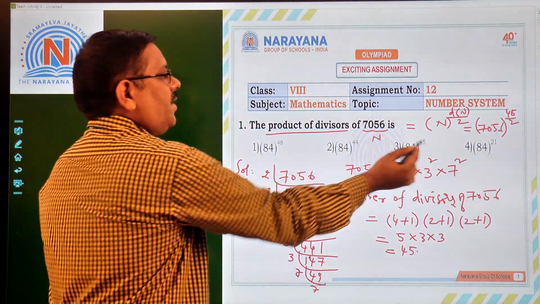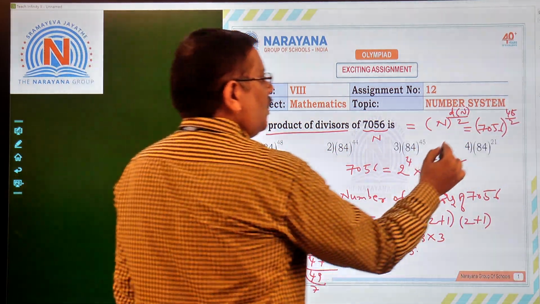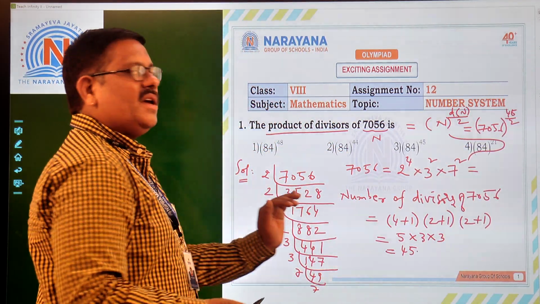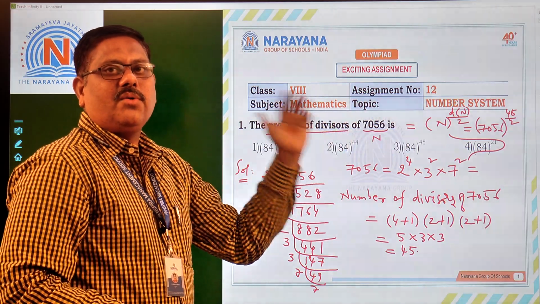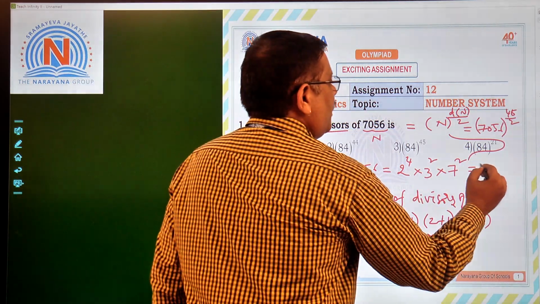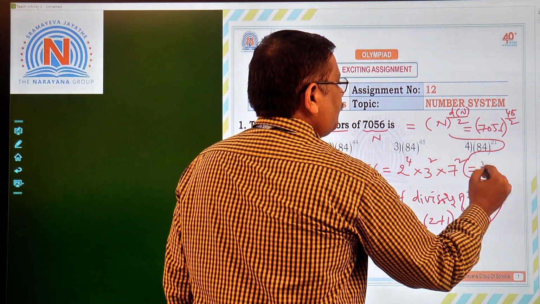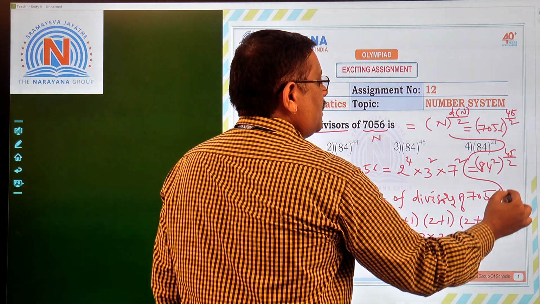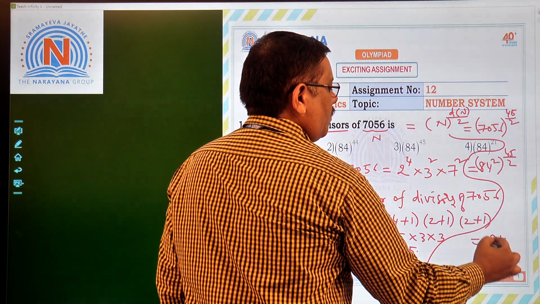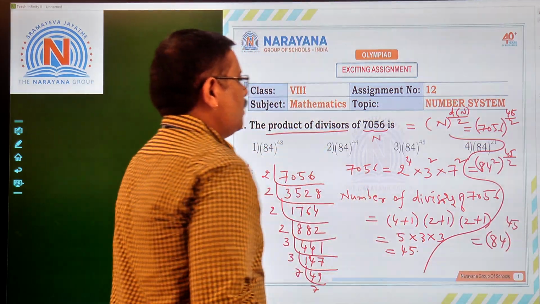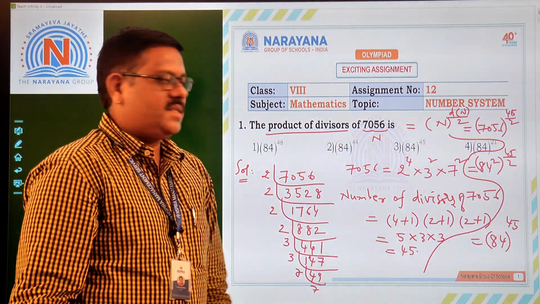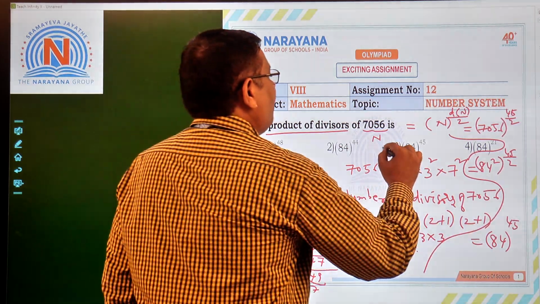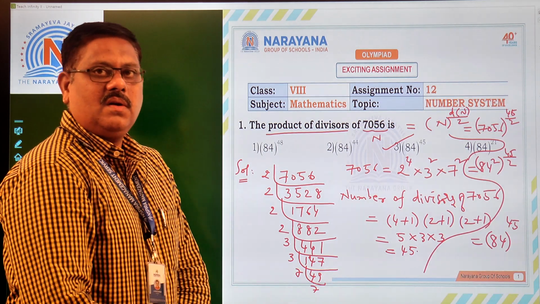But in the options we don't have any option like that. Okay, so what to do? A little conversion we need to do. We all know that 7056 is nothing but 84 square, since 84 into 84 is 7056. So it is 84 square to the power of 45 by 2. Here the 2 cancels and the resultant answer is 84 to the power of 45. So the product of the divisors of 7056 is 84 to the power of 45, which is the third option. Okay, third option is the right answer.